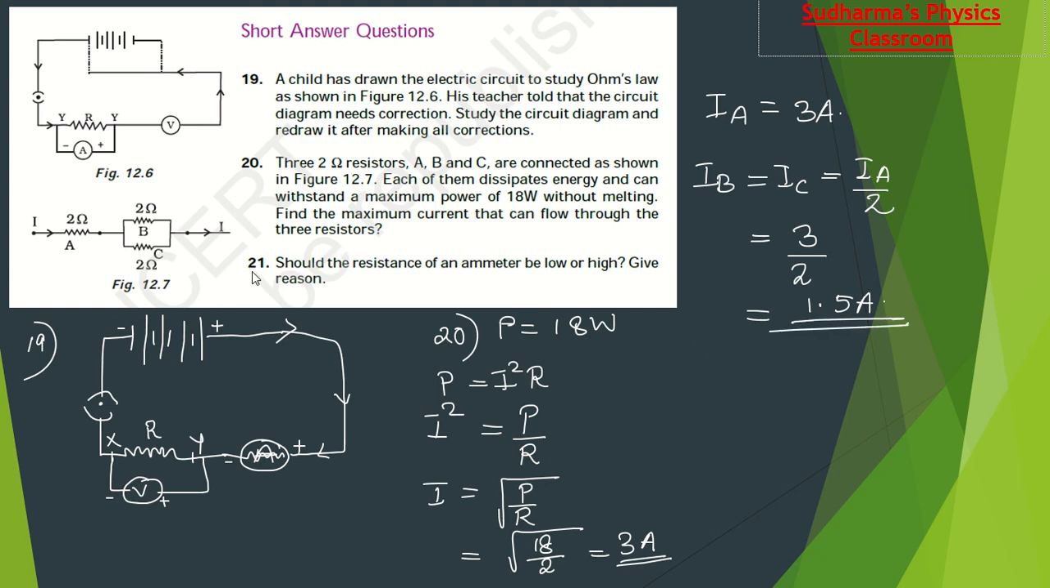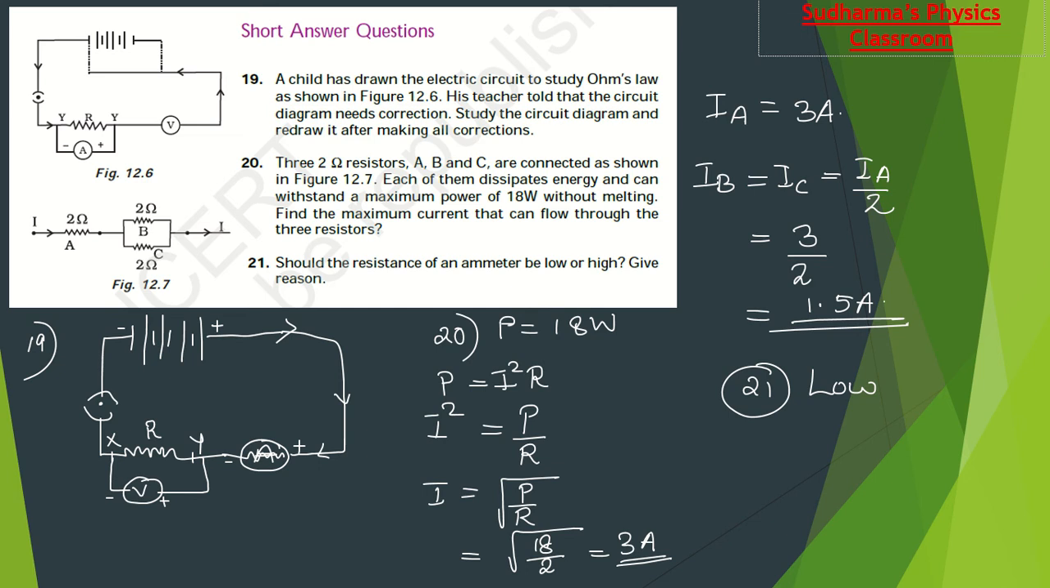Now going to the 21st one. Should the resistance of an ammeter be low or high? Give reason. Immediately we have to understand that an ammeter is a current measuring device. A current measuring device has to allow the whole current to pass through it. If the complete current has to pass through it, then the resistance should be very low. The reason is that the ammeter is a current measuring device, so we expect a very low resistance for the ammeter.